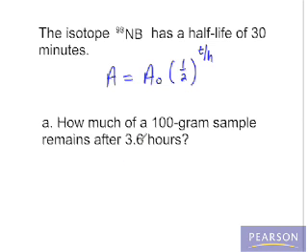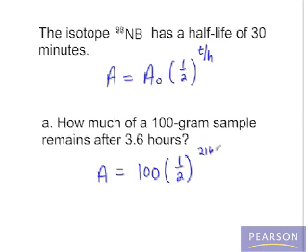So part A, how much of a 100-gram sample remains after 3.6 hours? We are looking for A when the initial amount is 100 grams. So A is A sub 0, initial amount 100, and we'll multiply that by 1/2 raised to the T over H. T is 3.6 hours. H is 30 minutes. So again, we need to convert units. I'm going to convert 3.6 hours into 216 minutes, and that will be raised to the 216 over H.